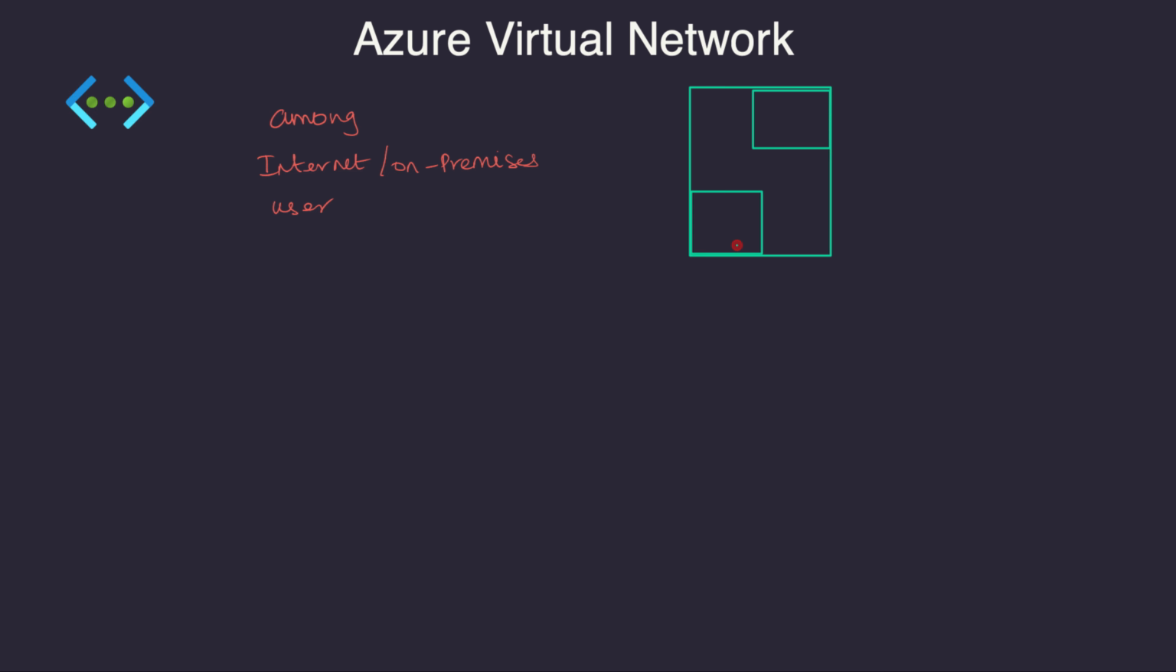Although the resources within these two subnets can communicate with each other, they cannot communicate with resources in another VNet. Let's say we have another VNet with one subnet and some resource deployed in it. The resources within this particular VNet cannot access the resources within this VNet unless we enable that communication explicitly. So in a way, the VNet provides us a segmentation boundary, so we can keep our resources isolated from each other.